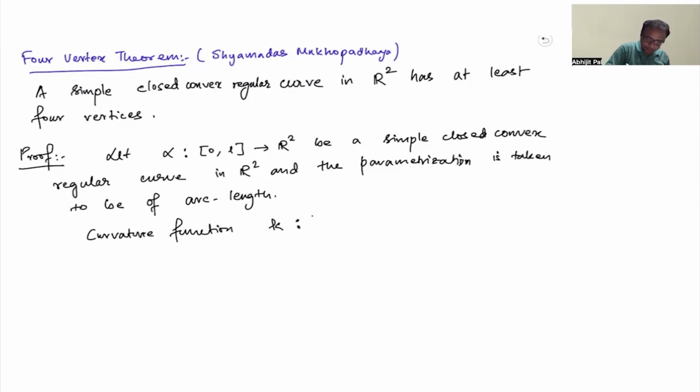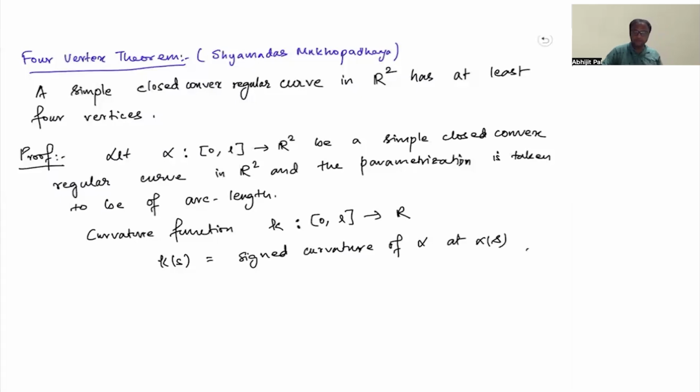So it is a function from this interval to R. So K(s) is the signed curvature of alpha at alpha(s). First of all, note that this function is continuous.